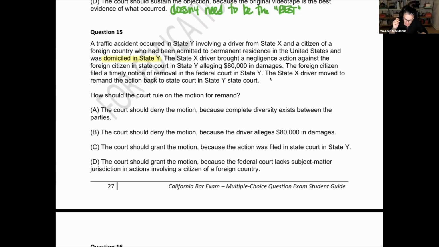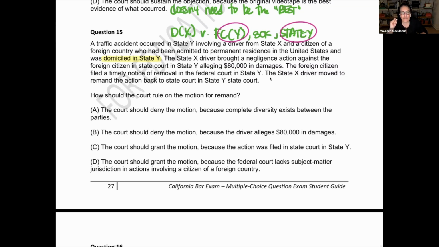So there is diversity. The state X driver brought a negligence action against the foreign citizen, who's from Y, alleging $80,000 in damages. So there's diversity and amount in controversy, and they brought it in state Y. The big thing to notice here is it's brought in state Y, and the defendant is from state Y, so they can't remove. Removal is not an option here.